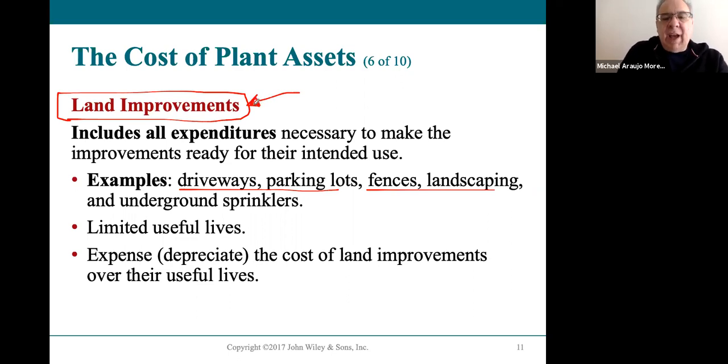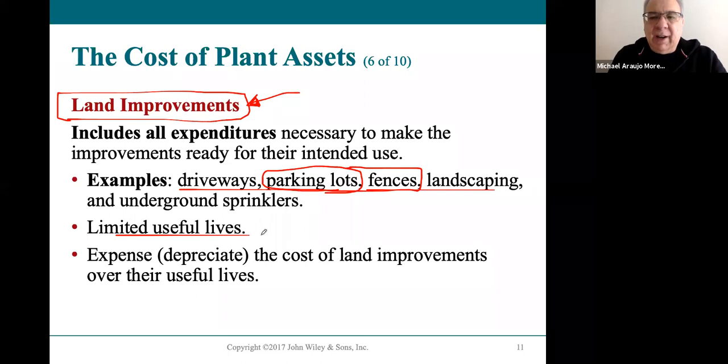Very interesting. But the thing is, if you put a parking lot on part of that land, or if you put a fence up around your land, then you're going to have to account for the fact that it's not going to last forever. In other words, it's going to have a useful life in the business, after which it has to be replaced. Repaired or replaced, mostly replaced.